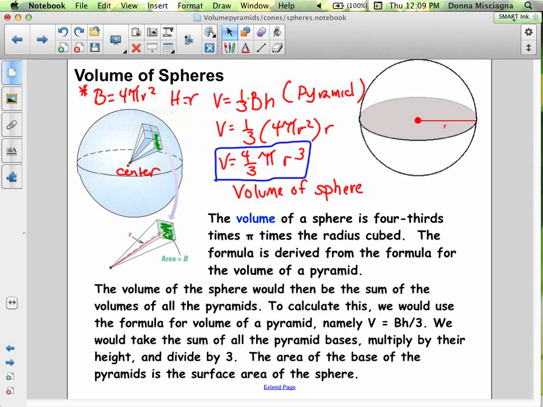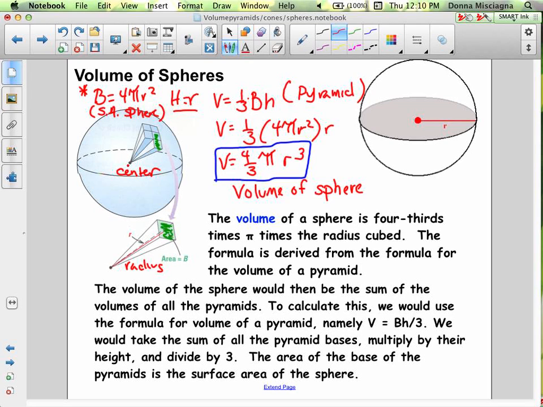So we're going to replace the base with 4 pi r squared, because that is the surface area for a sphere. So our base is the surface area of the sphere. Now we just need the height. Well, if you remember, our pyramids go from the edge of the sphere to the center. And that, of course, is called a radius. So the height here is r, the radius. That's the height of the pyramids.